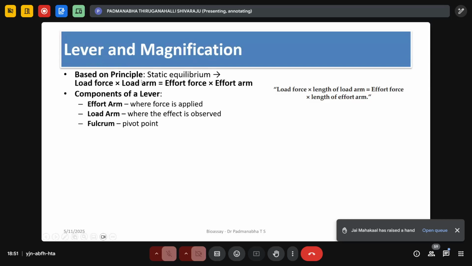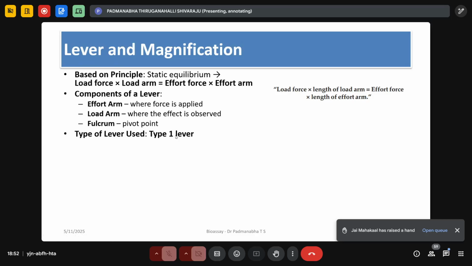This is basically the principle. The static equilibrium is maintained through load force into load arm, which is equal to effort force into effort arm. So what are the components of a lever? The effort arm is where force is applied. The load arm is where the effect is absorbed. The fulcrum is the pivotal point.